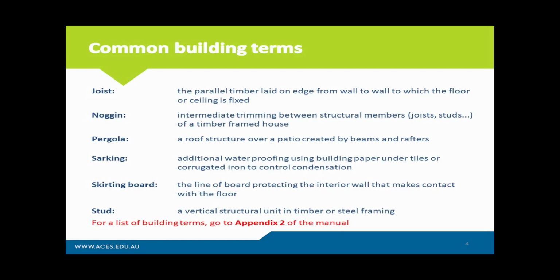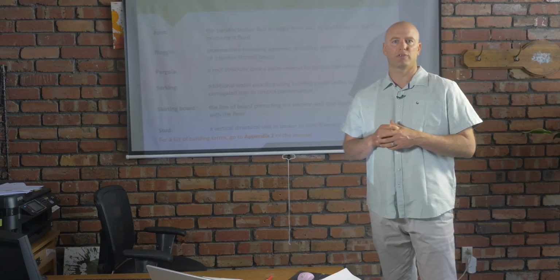Pergola, a roof structure over a patio created by beams and rafters. I think just about everyone knows what a pergola is. Sarking, additional waterproofing using building paper under tiles or corrugated iron to control condensation. Sarking, a lot of people often don't know what sarking means, what sarking is.